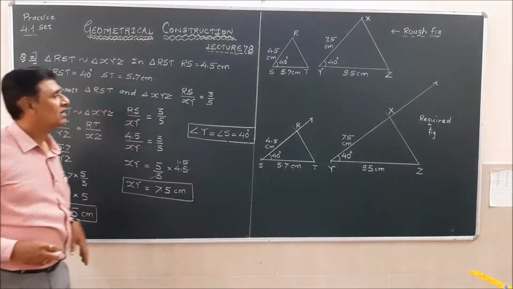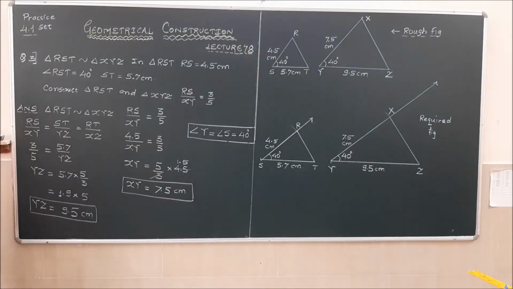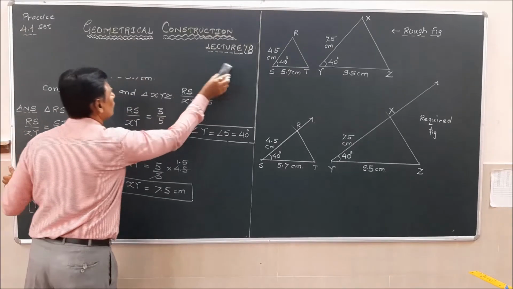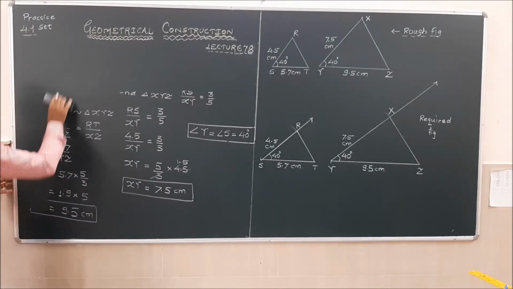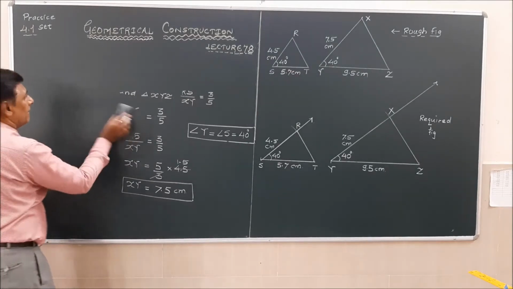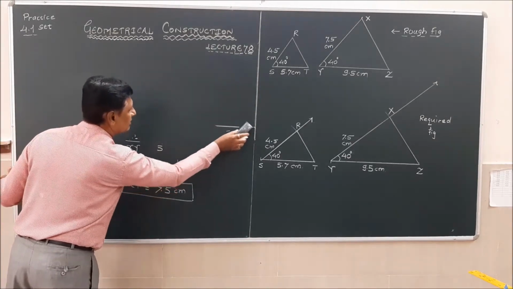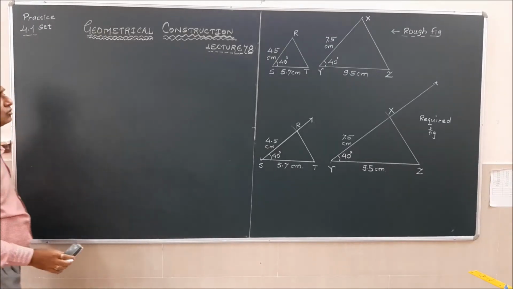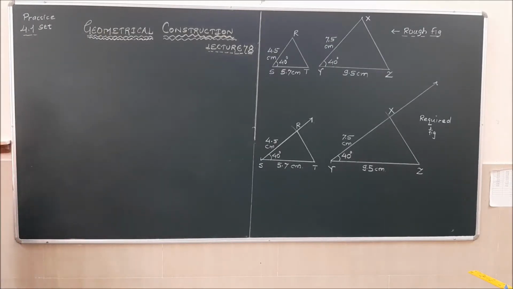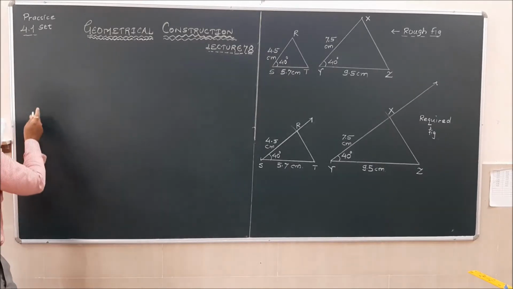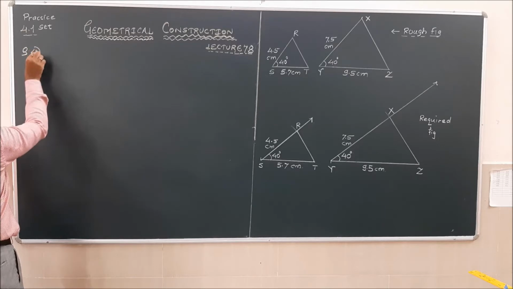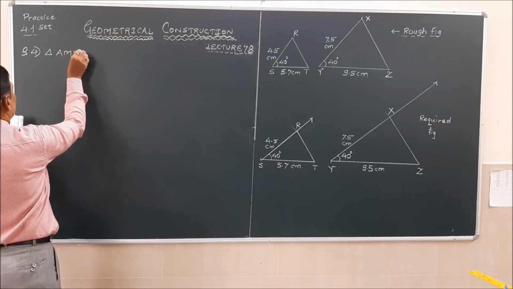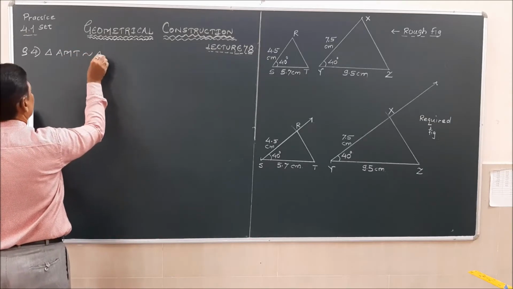One more sum I will lecture, which is very important. Important in the sense, again we will find in question number 4 also. Question number 4 also you will find one vertex is common. So again we have to draw triangles, one inside the other. Question 4. Triangle AMT is similar to triangle AHE.